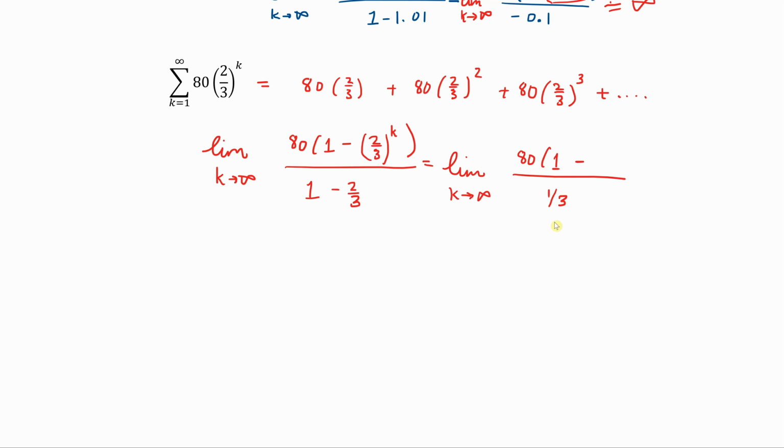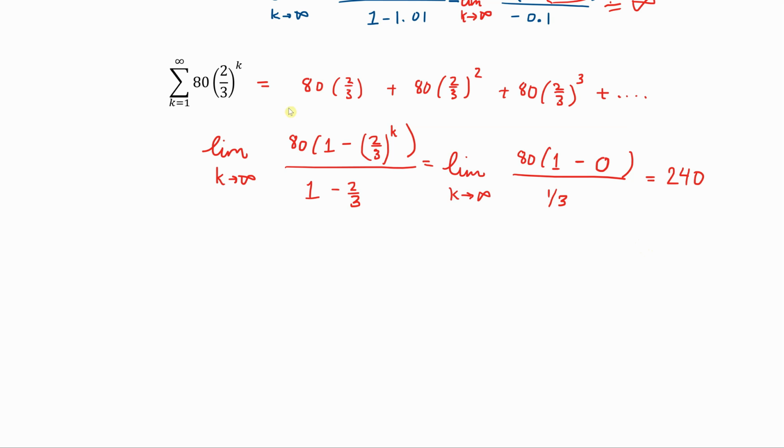Okay. And I haven't completed this part yet, but you see that if you have a proper fraction and you raise it to an infinite power, so you're going to have 2/3 times 2/3 times 2/3 times 2/3, that number is going to get smaller and smaller and smaller. And so what you're going to end up with is 0 in that spot. And so when we try to figure out this final sum, it's going to be 80 times 1 divided by 1/3. That's the same thing as multiplying by 3. So that will give you 240. Okay?